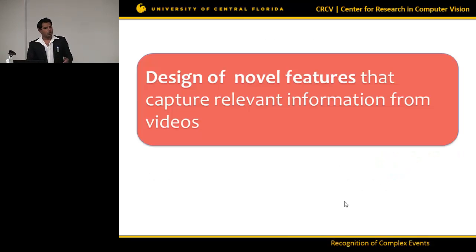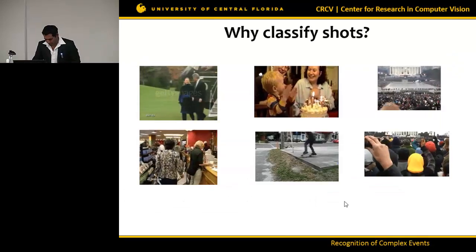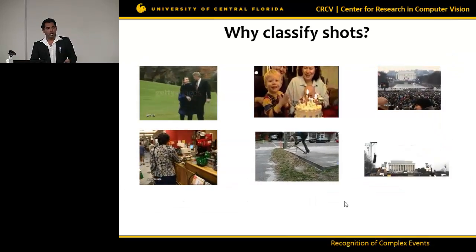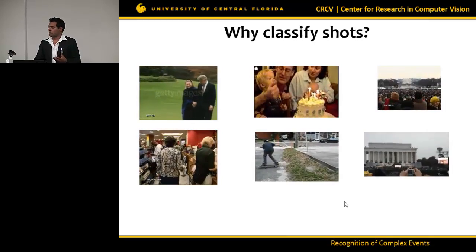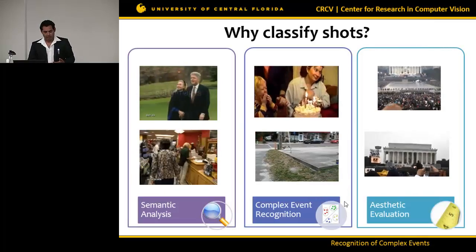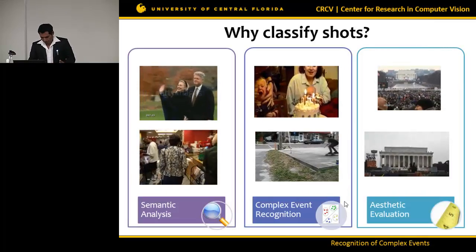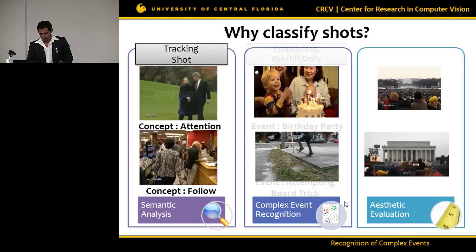Let's move on to the next topic on the design of low-level features, and that is cinematographic shot classification, which is basically based on camera motion. The motivation behind that is, for certain videos, the camera motion actually captures a lot of information which could be used to predict what is going on inside the video. So here are some examples of cases where you can use them.